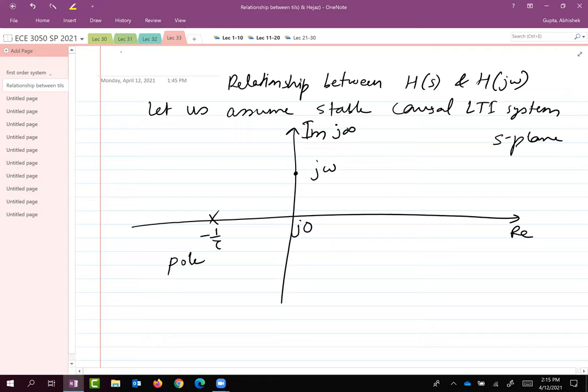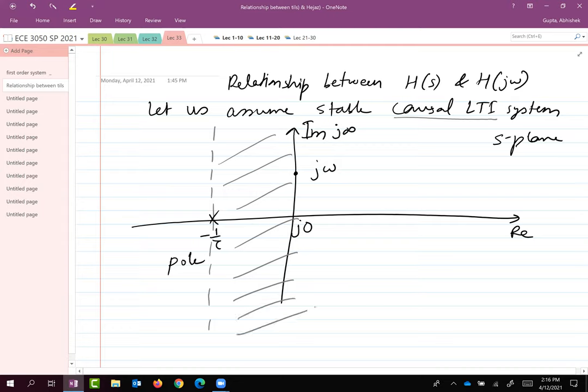Now, what's the region of convergence for this particular system? So I know that it's a causal LTI system. So therefore, the region of convergence would be anything to the right of the rightmost pole. So minus one over tau is the rightmost pole. So anything right of this is the region of convergence. So therefore, this j omega point lies within the region of convergence. And therefore, H of j omega is well defined. Okay. No questions so far.